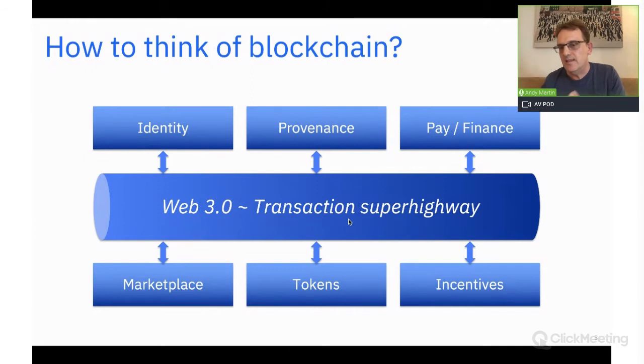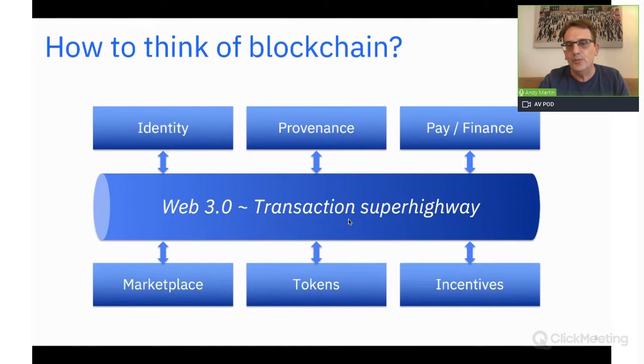But perhaps the thing that is most important is the last box, which is the incentive. Because the way that we create this transaction superhighway without a middleman is by having all the participants in the market agree and reach consensus over what the transactions are. And in order to do that, they need to have an incentive to collaborate. And designing that economic model and designing those incentives is fundamental.